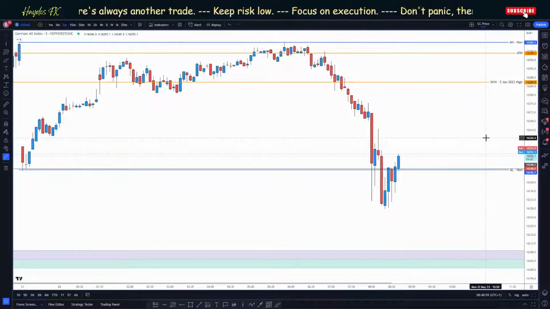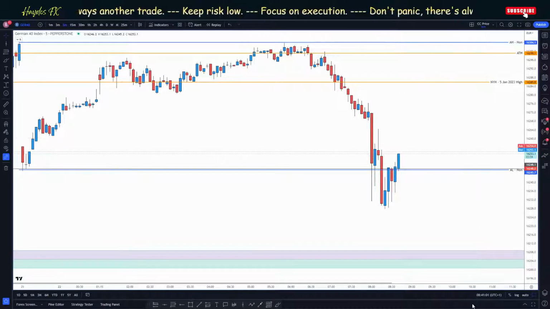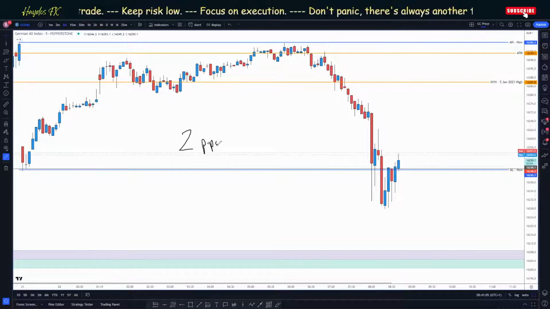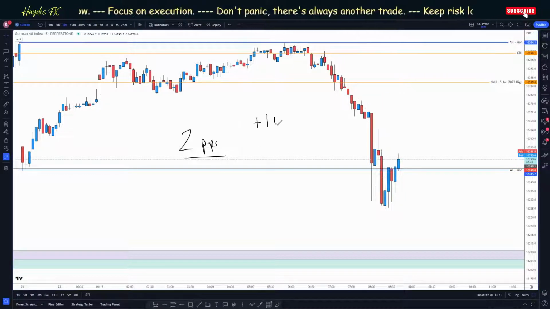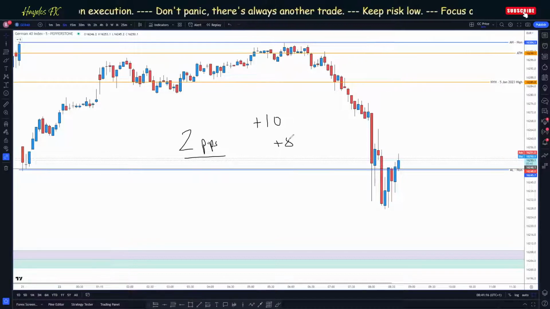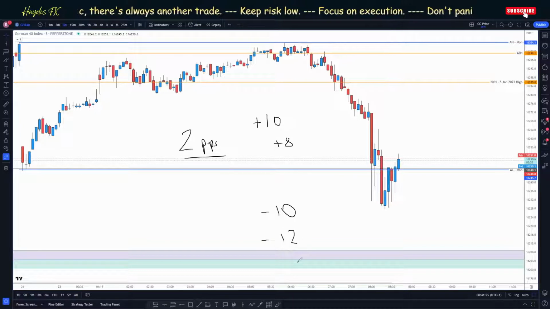Yes, that's the correct spread. If you're paying 2 pips spread, which we are on gold, and we're plus 10 pips, we're really only up plus 8. And if we're in drawdown and we are minus 10 pips, we're actually minus 12 because of the spread.